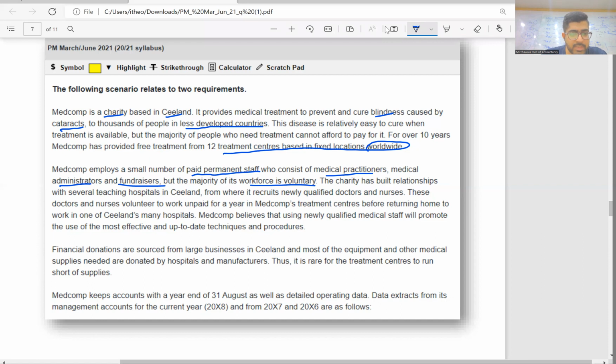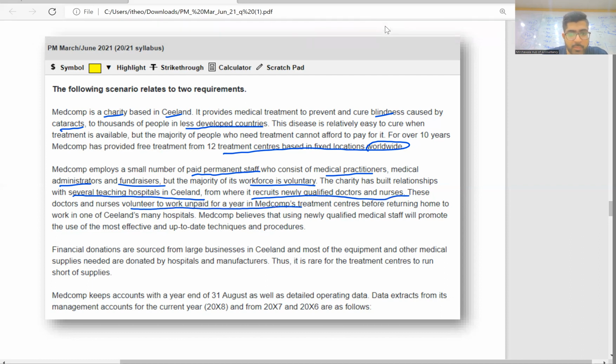The charity has built relationships with several teaching hospitals in Sealand, from where it recruits newly qualified doctors and nurses. These doctors and nurses volunteer to work unpaid for a year in MEDCOMP's treatment centers before returning home to work in Sealand's many hospitals. MEDCOMP believes that using newly qualified medical staff will promote the use of the most effective and up-to-date techniques and procedures.